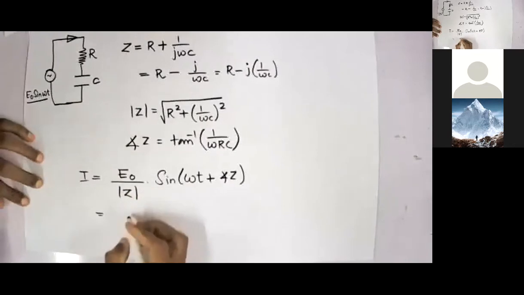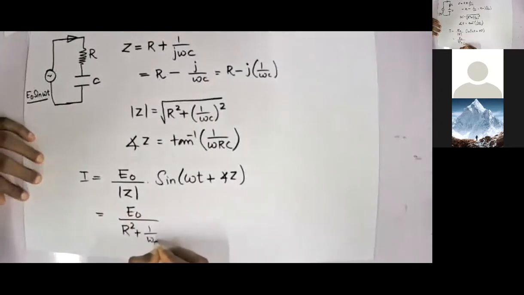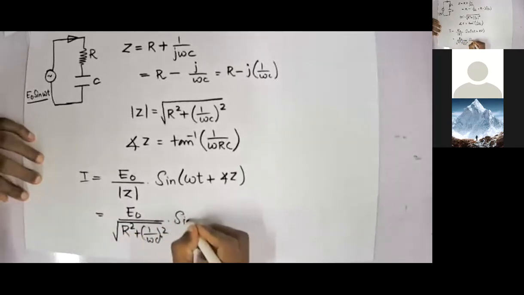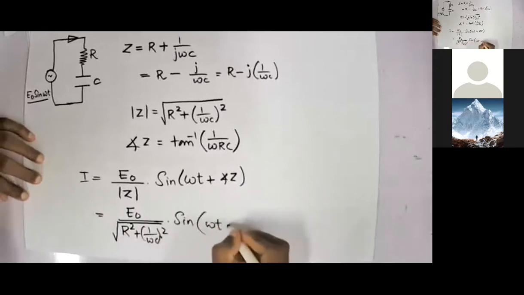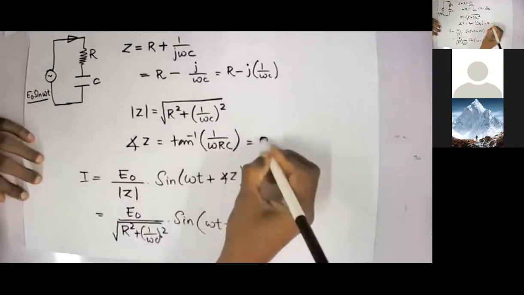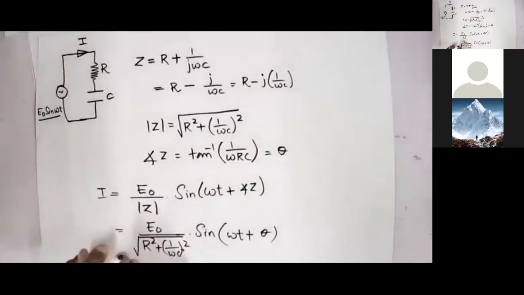Right, so I can write this as E naught divided by the square root of R squared plus 1 over omega c whole square, into sine omega t plus, let this be theta. Clear, right? So this is how you solve simple circuits.